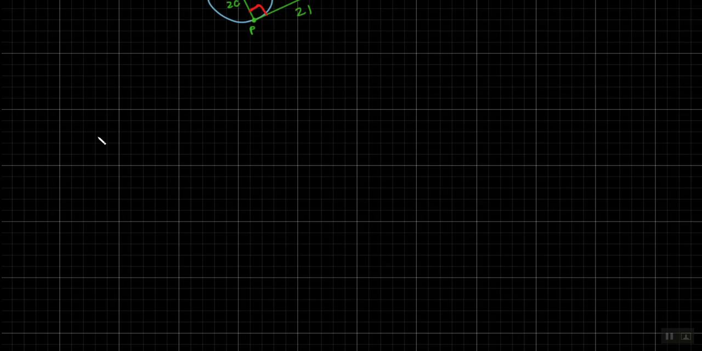Let's see how you prove a theorem. It might be a little difficult. Okay, theorem 10.2 plus its converse states that if, okay, we're going to draw a circle first. Circle.